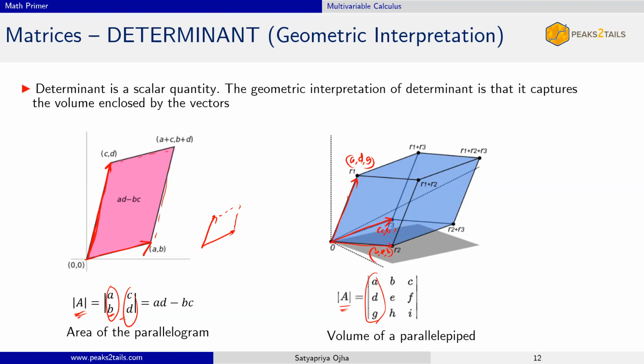And you complete the parallelepiped. In 3D, we have a parallelepiped. All 3 parallel sides, and you have an enclosed space. The volume of this parallelepiped is given by the determinant of the matrix. Some geometric interpretation of what determinant really is. Okay, it's about the size. All right, let's move on.